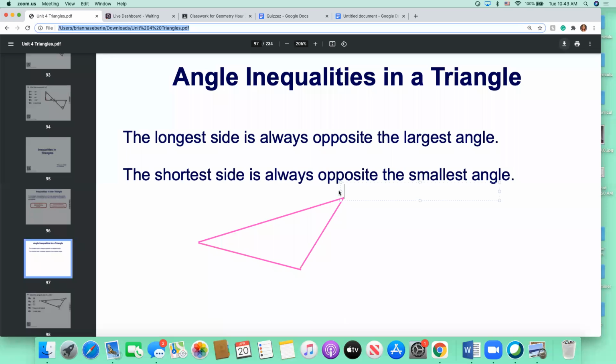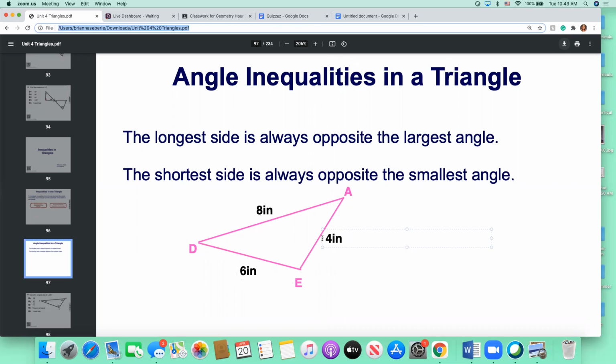I'm going to call this triangle A, B, D, okay? Now I'm going to label my sides. I'm just picking random lengths. I'll say that this side is 8 inches, okay? And this one can be 6 inches, and we'll call this side 4 inches.